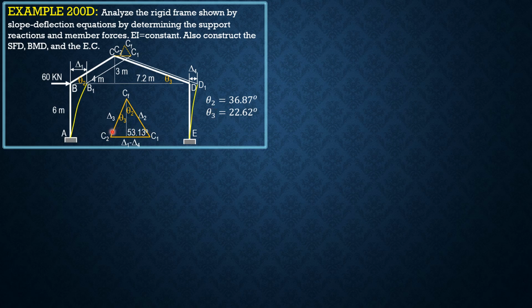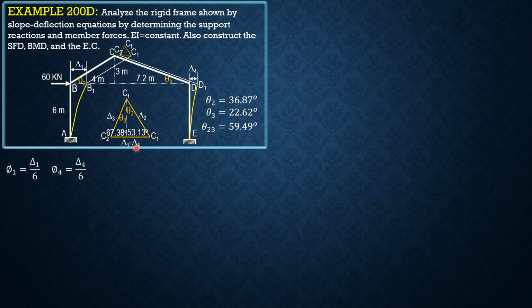So this is 67.38 degrees. So the measure of the angle at CF is the sum of these two angles. So that's 59.49 degrees. Then by sine law, to relate the displacements or the angles, psi 1 is delta 1 over 6, psi 4 is delta 4 over 6.